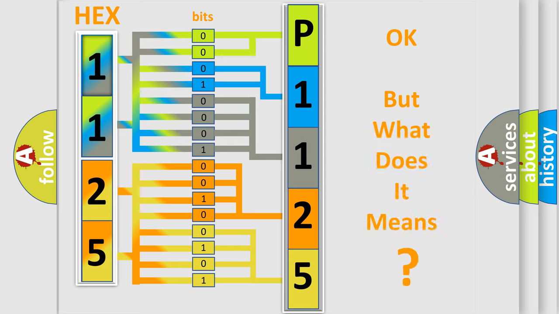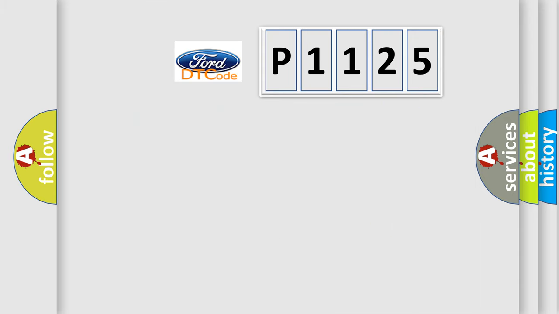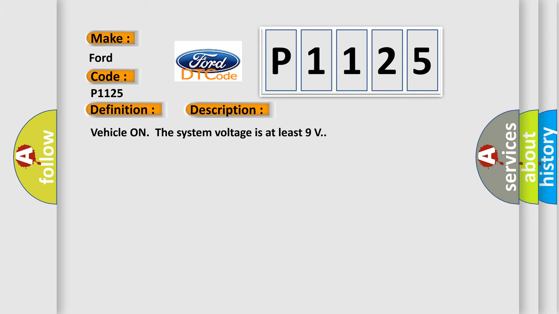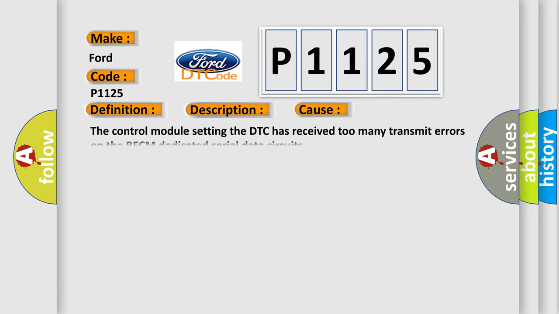The number itself does not make sense to us if we cannot assign information to what it actually expresses. So, what does the Diagnostic Trouble Code P1125 specifically mean for Infiniti? The basic definition is battery energy control module dedicated bus 1 off. And now this is a short description of this DTC code. Vehicle on, and the system voltage is at least 9 volts. This diagnostic error occurs most often when the control module setting the DTC has received too many transmit errors on the BECM dedicated serial data circuits.